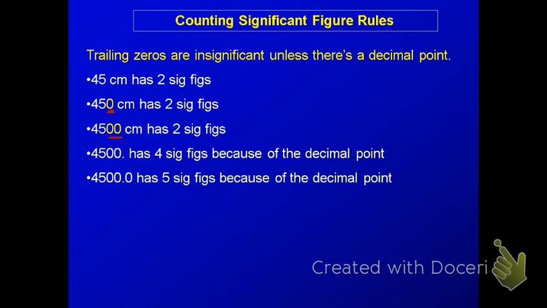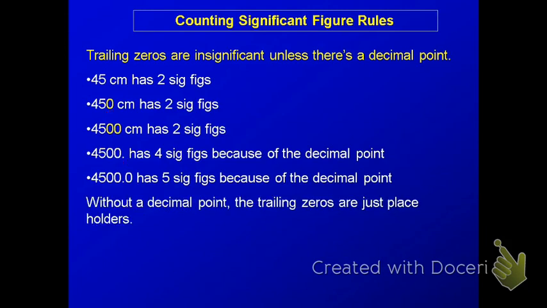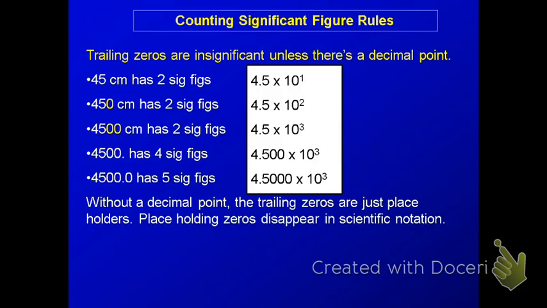However, if we add a decimal point, as we have right here, now we have four significant digits because that decimal point tells us that we know all of the trailing zeros. We have a decimal point again right here. 4500.0 has 5 significant digits because we have that decimal point. Without the decimal point, the trailing zeros are just placeholders.